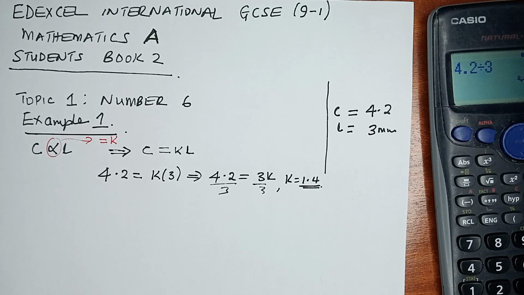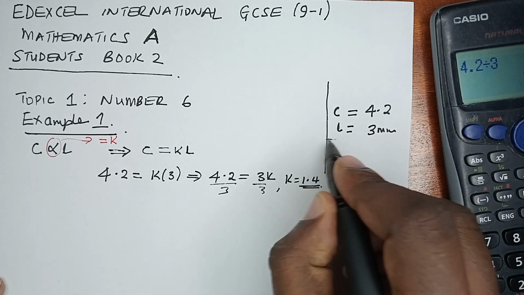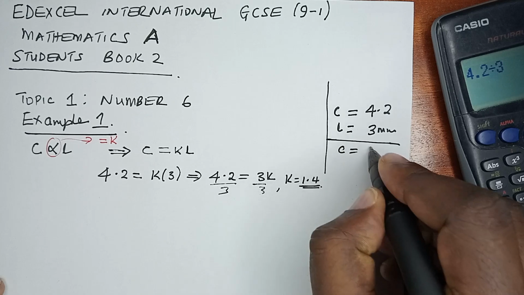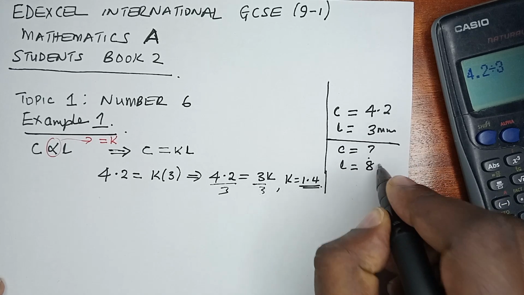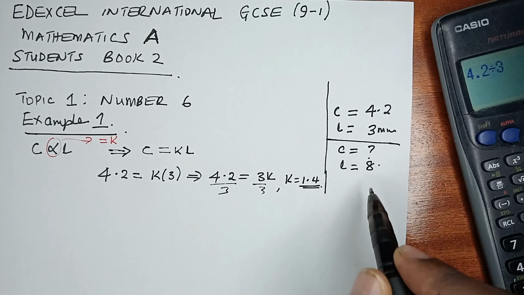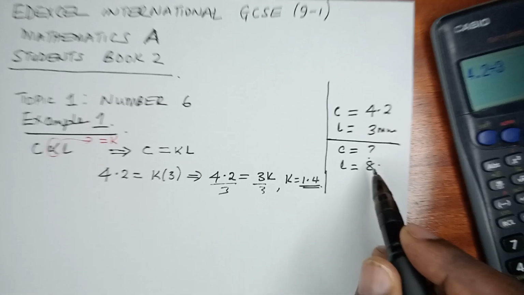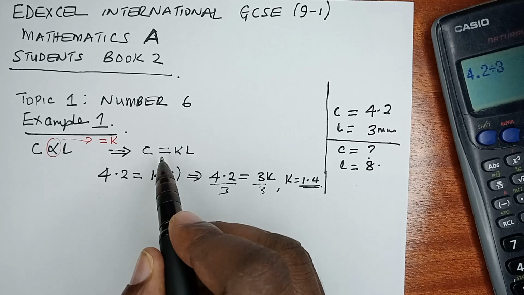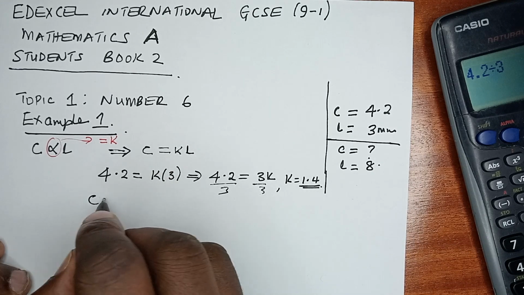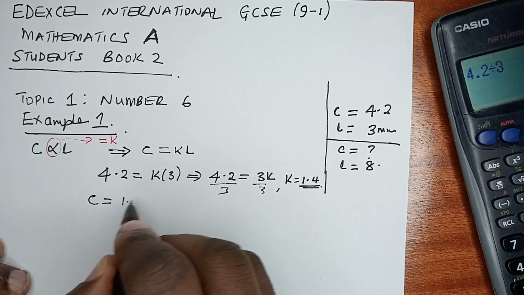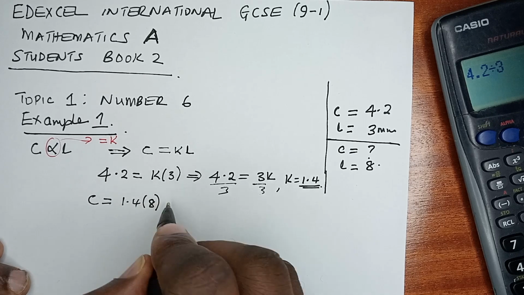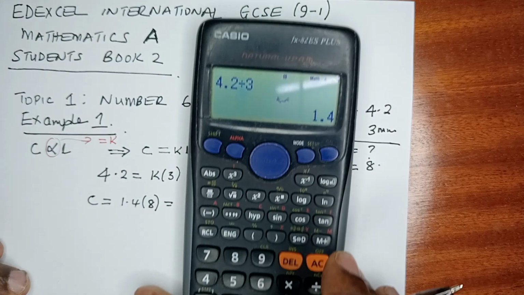The first part of the question, part A, what is the cost of an 8-minute call? Now, we have the cost, which is in question, and we have the length, which is now equal to 8 minutes. So we just have to substitute this information into this formula. The cost is going to be K, which is 1.4 multiplied by 8. And it's just as easy as that.